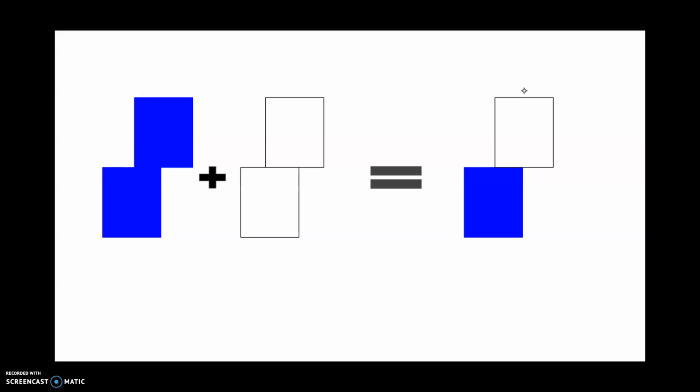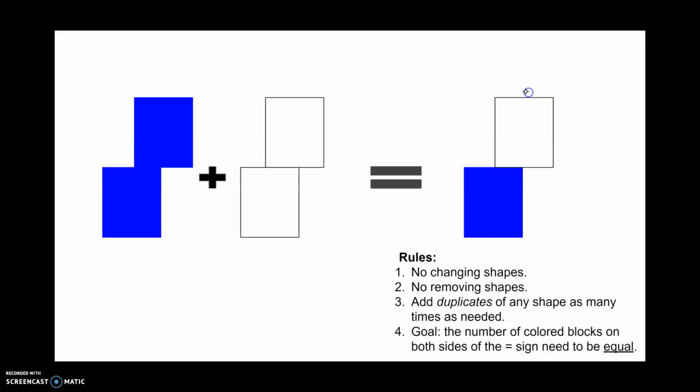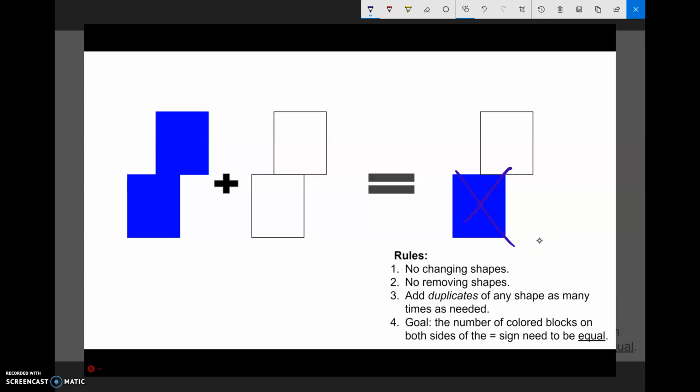Okay, so let's do this first example together. Okay, the rules. We cannot change shapes. We cannot take a shape out. So that means we can't just get rid of this shape right here, or we can't get rid of this shape. We have to keep what we have because these are correctly written formulas. The only thing we can do is add duplicates of any shape. And we can do this on either the reactant side, this is the reactant side, or we can do it on the product side. And the goal is to keep the number of colored blocks on both sides of the equal sign the same. Okay, so let's go ahead and get started on this.